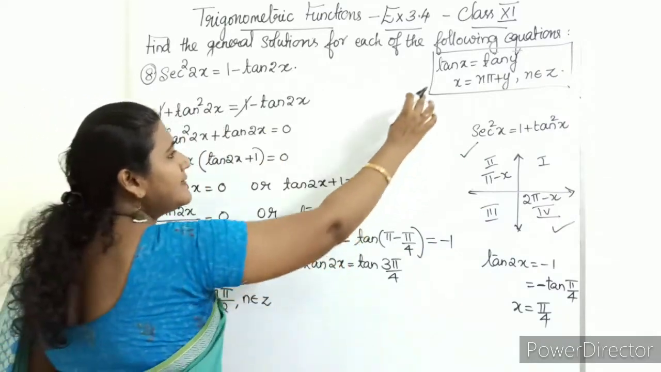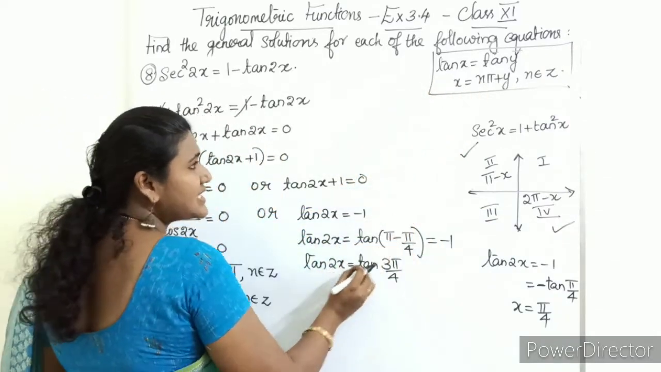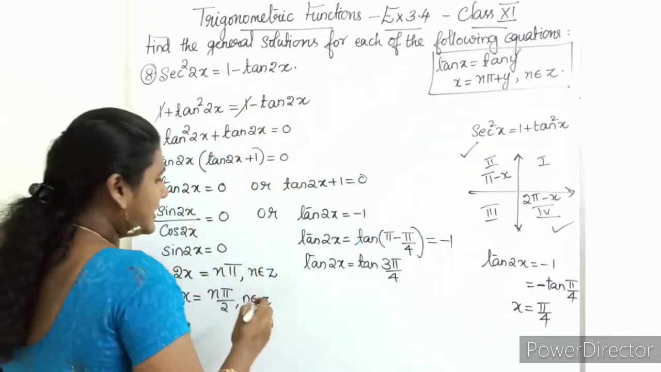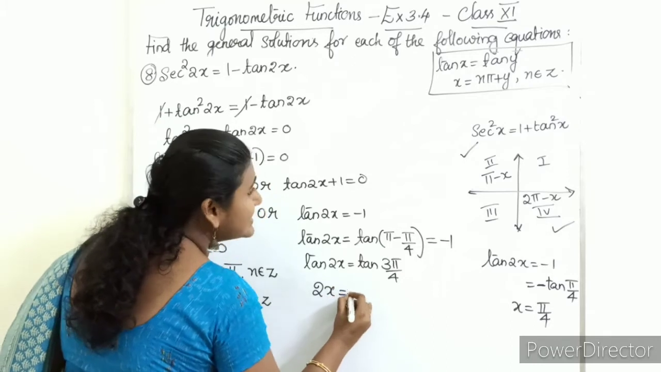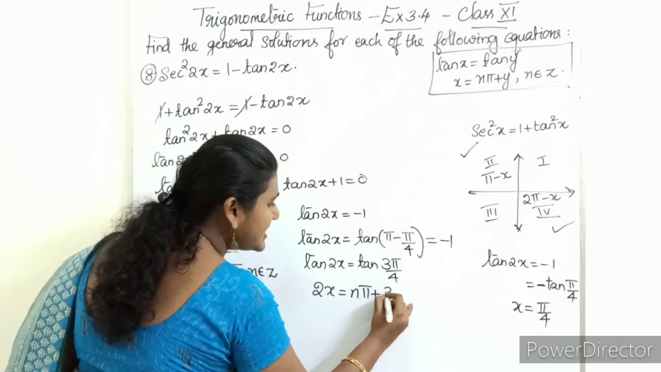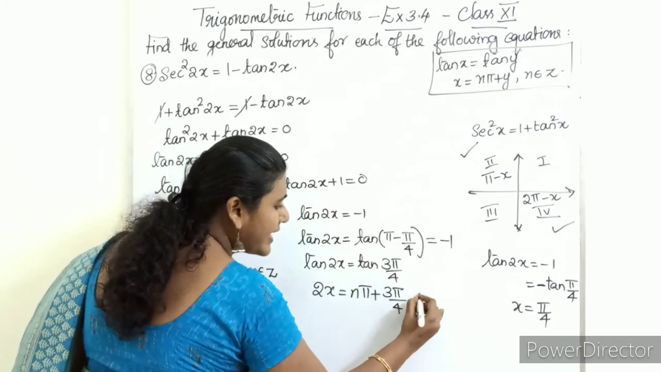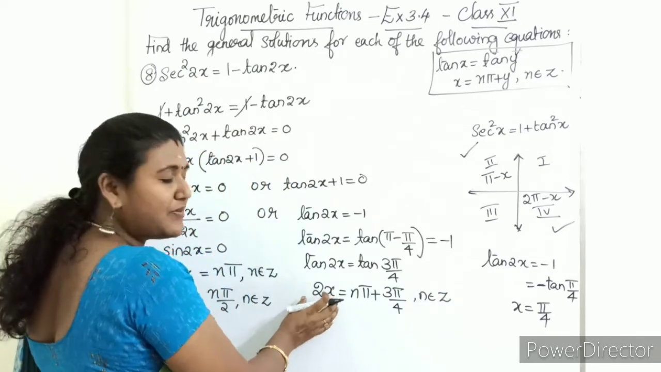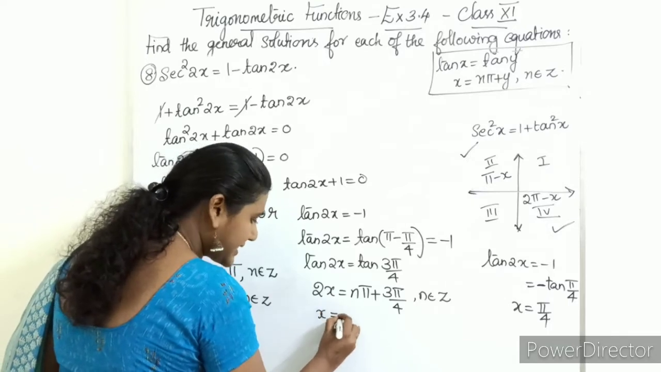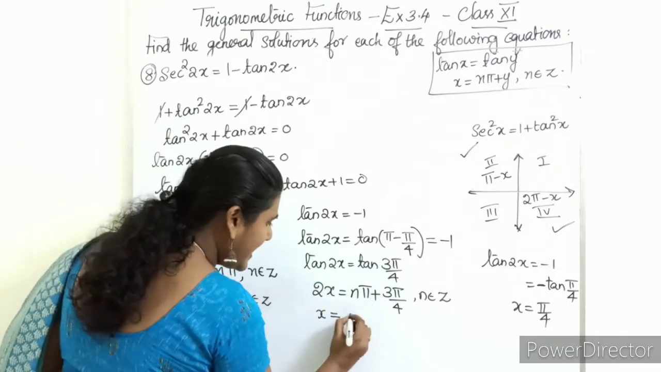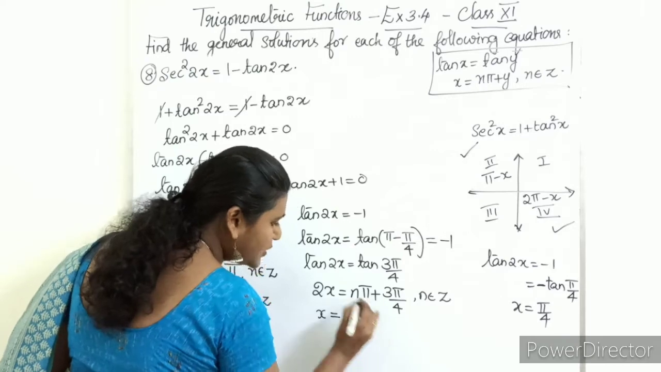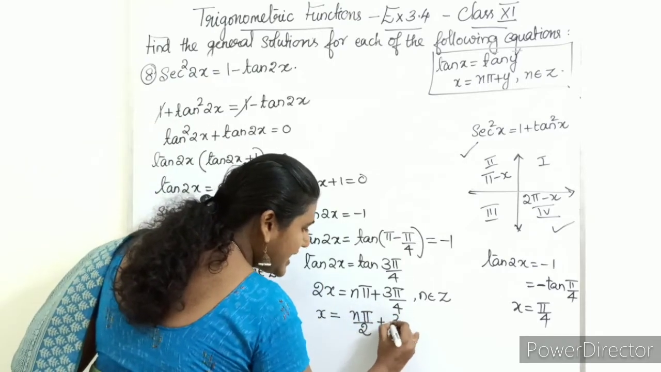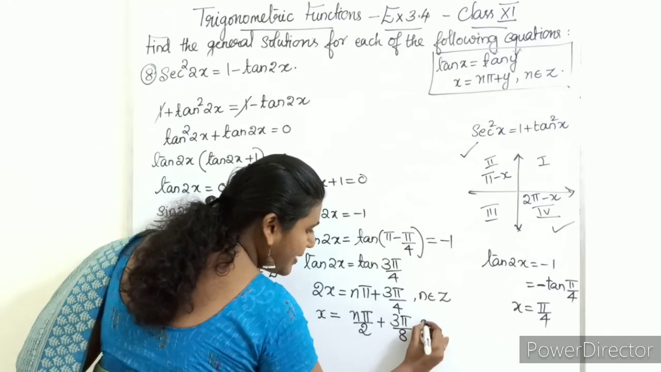Here in the place of x we have 2x and in the place of y we have 3 pi by 4. So using that theorem we can write 2x is equal to n pi plus 3 pi by 4, where n belongs to Z. Actually this is the value of 2x, but we have to find the value of x. So we will take 2 to the right side, dividing each term by 2. So n pi by 2 plus 3 pi by 8, where n belongs to Z.